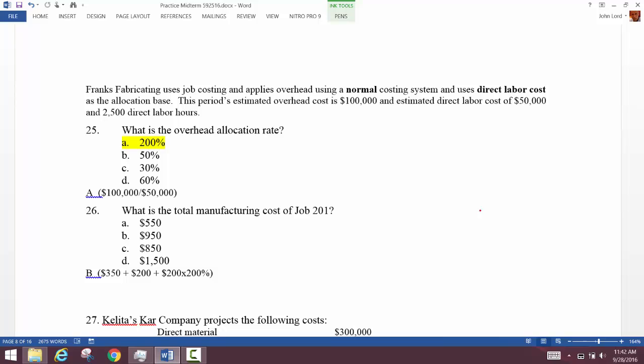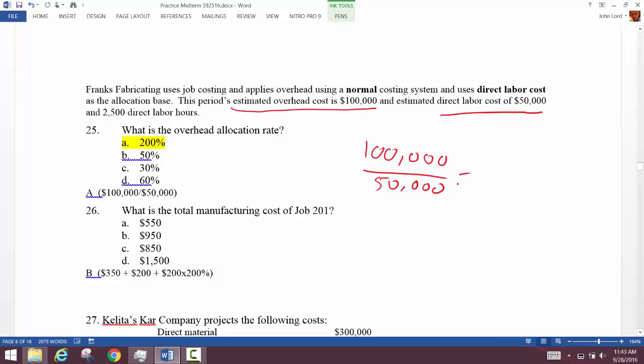So you divide the estimated overhead cost by the direct labor cost. We're using cost as the driver, right? Whatever our estimated is in the numerator, whatever our driver is, could be number of units, like machine hours, could be the actual cost, right? And that gives us a rate of 200%. Okay, good. Why don't you go ahead and do the next one since that one's so easy.